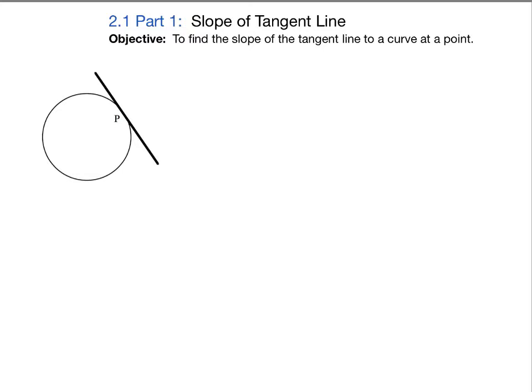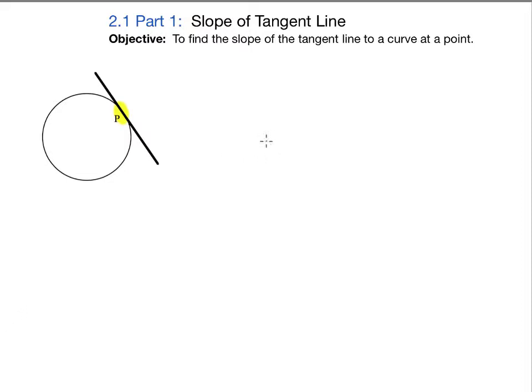In today's lesson, we're going to learn how to find the slope of a tangent line to a curve at a given point. Now, I want you to think back to when you were taking geometry, and your teacher probably defined a tangent line as a line that is tangent to a curve at a single point. And she might even specify that it only touches that circle at a point.